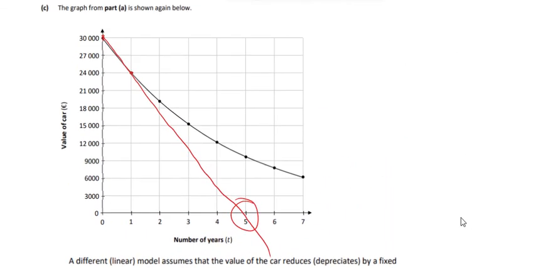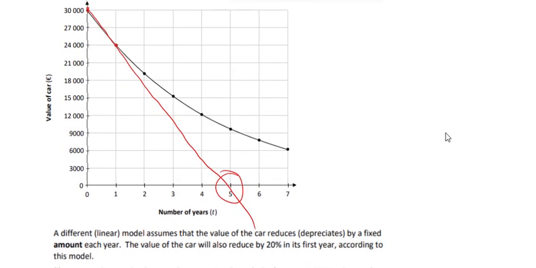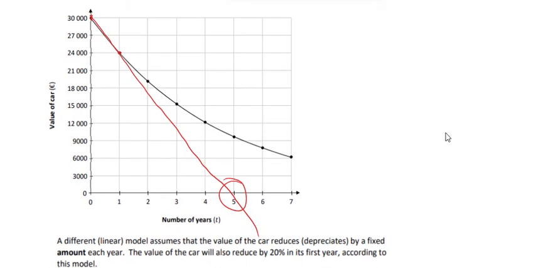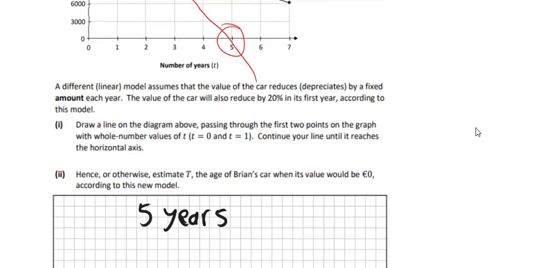So that red line basically means the car goes down by the same amount each year. In the one we're doing just above, it goes down by a percentage of whatever it was. But now it's going down by just the same amount each year. And if that was the case, after 5 years, it would be worth 0.